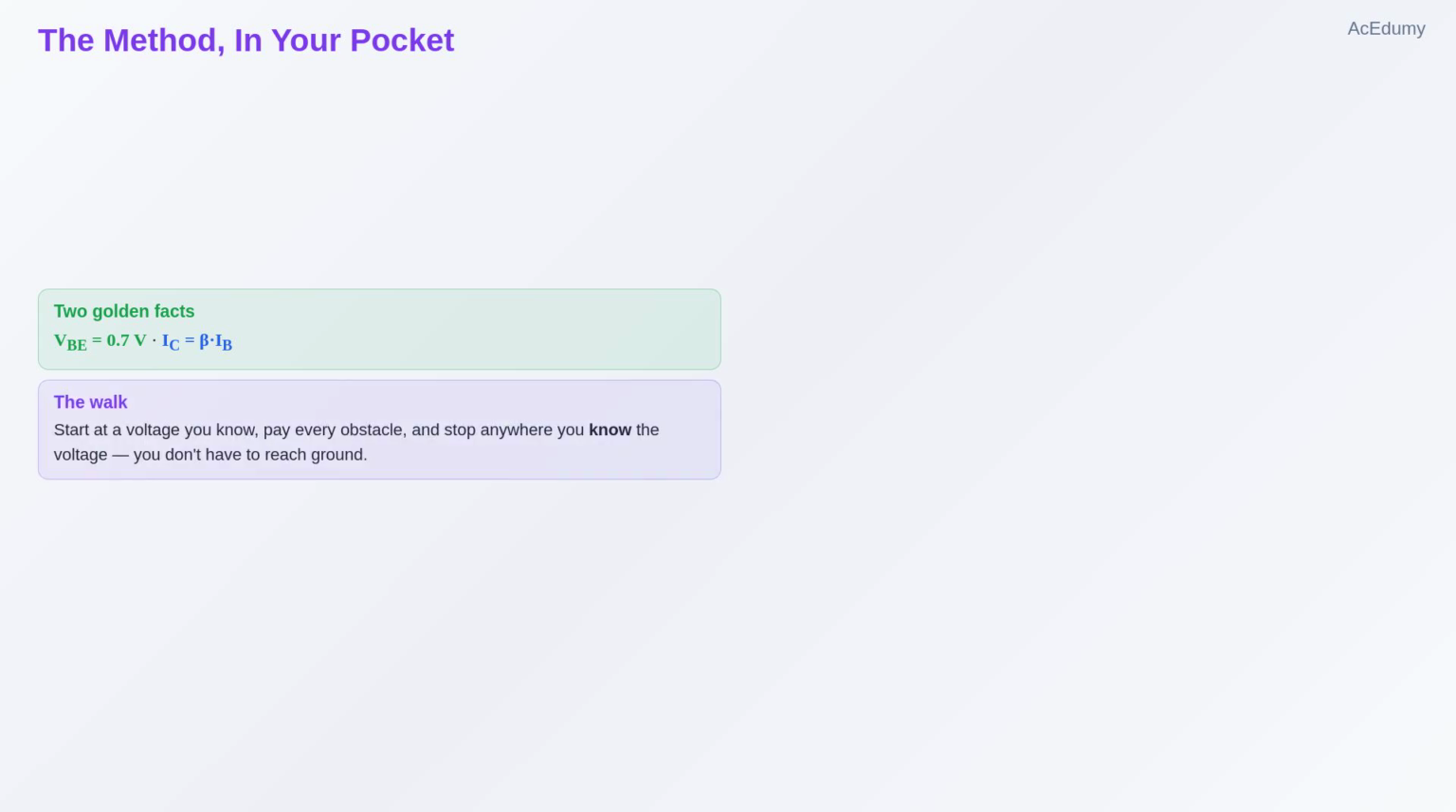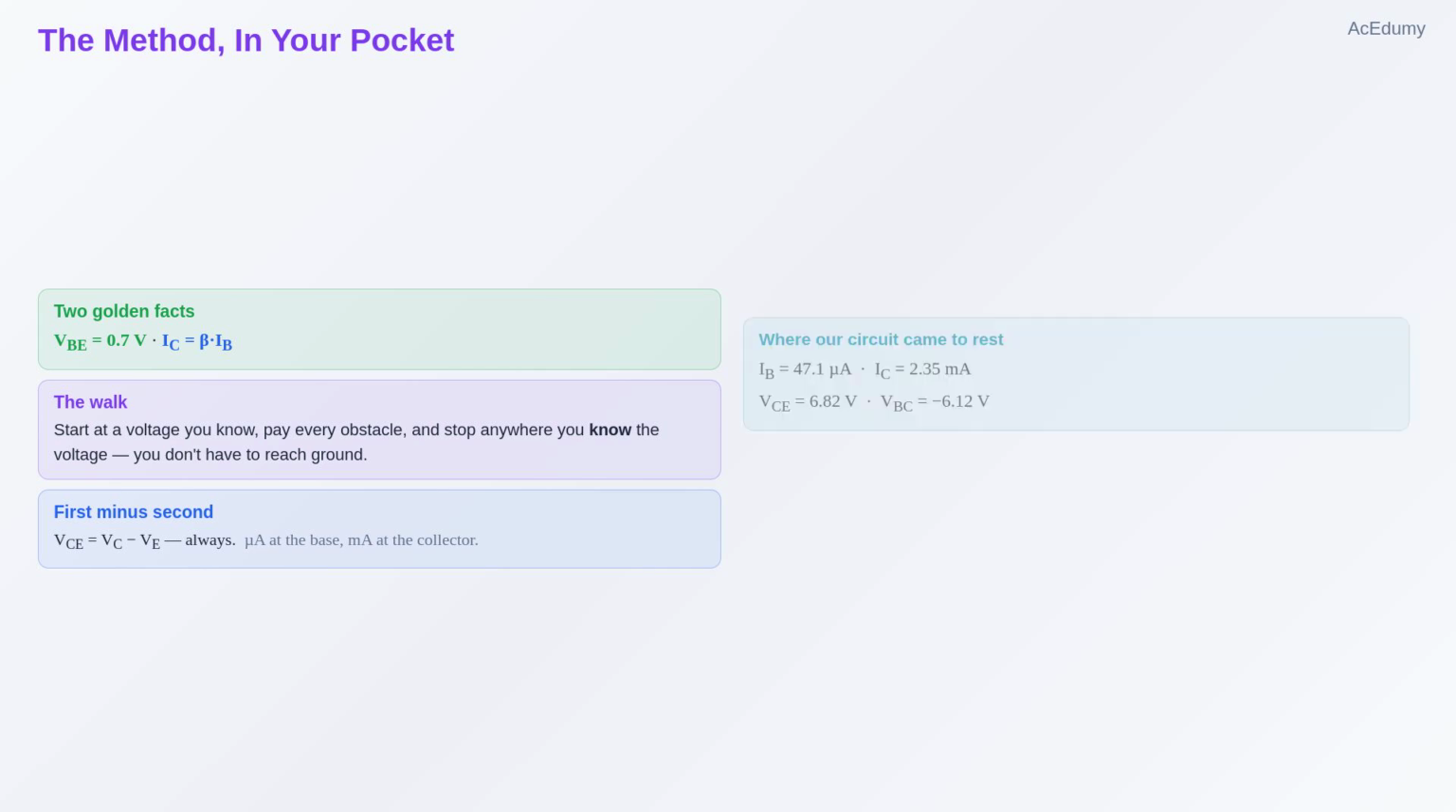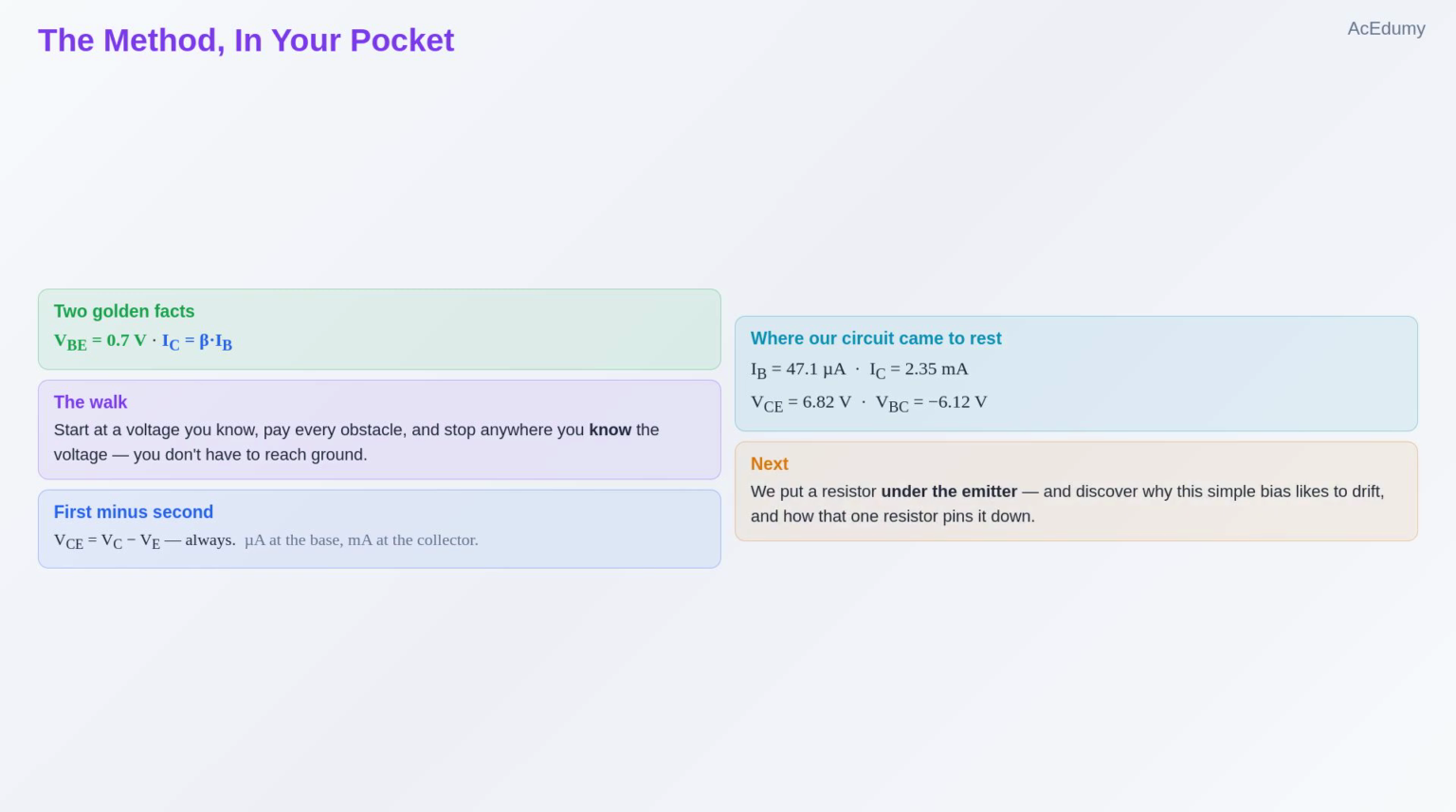Let us bring it all together. The BJT is a current-controlled valve. A tiny base current commands a collector current beta times larger. Two golden facts unlock the DC analysis. V sub BE is 0.7 volts and I sub C is beta times I sub B. The method is a walk. Start at a voltage you know, pay every obstacle on the road, and stop at any point whose voltage you know. You do not have to reach ground. For double subscripts, first minus second, always. And keep your magnitude radar on. Base currents in microamps, collector currents in milliamps. Our fixed bias circuit came to rest at 47.1 microamps, 2.35 milliamps, and a V sub CE of 6.82 volts.